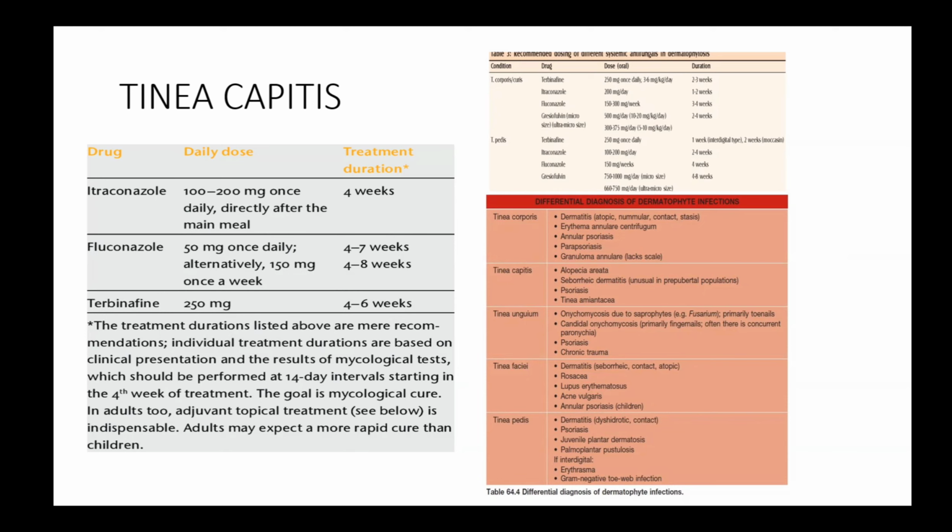Tinea corporis 2 to 3 weeks of terbinafine OD 250 mg or itraconazole 200 mg per day, 1 to 2 weeks. Tinea pedis, terbinafine 250 mg 1 week. If it is interdigital type, moccasin type 2 weeks. And itraconazole 100 to 200 mg per day for 2 to 4 weeks. Fluconazole 150 mg per week for 4 weeks in case of tinea pedis.